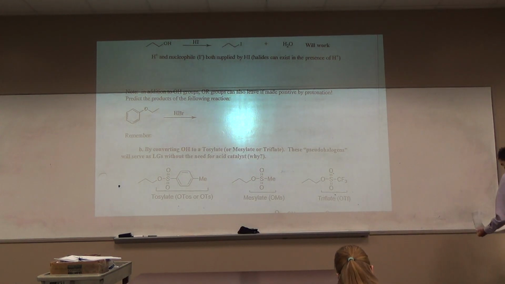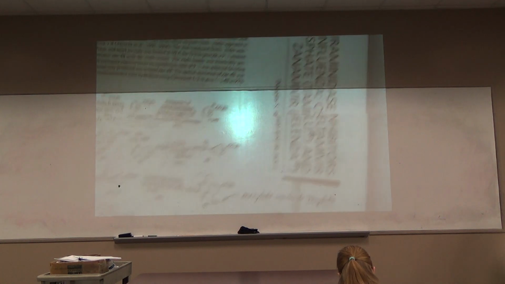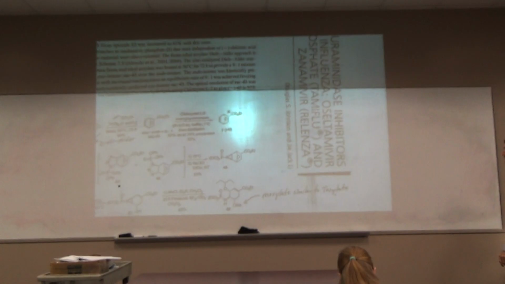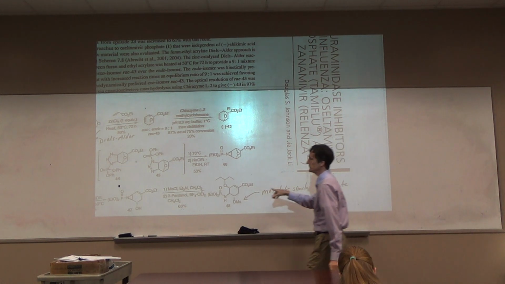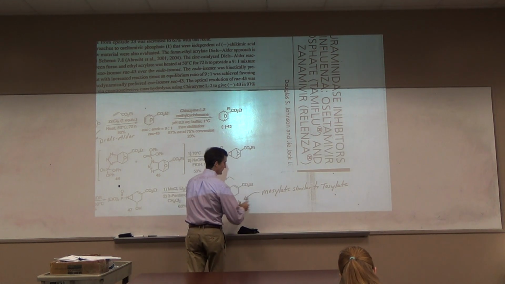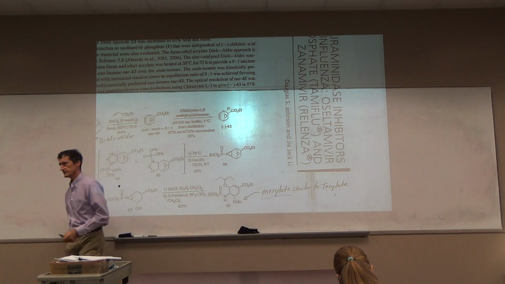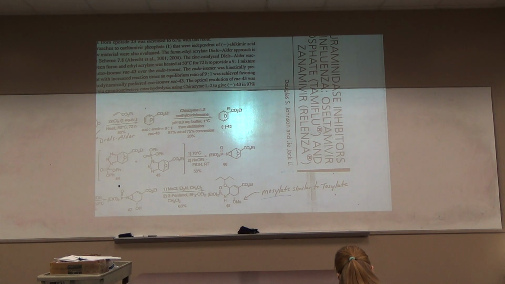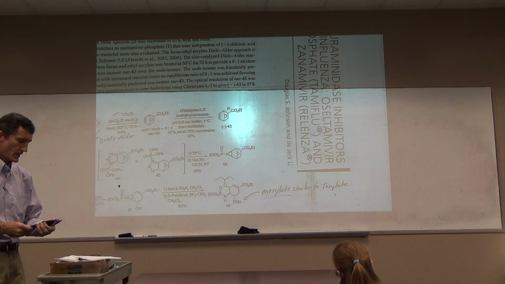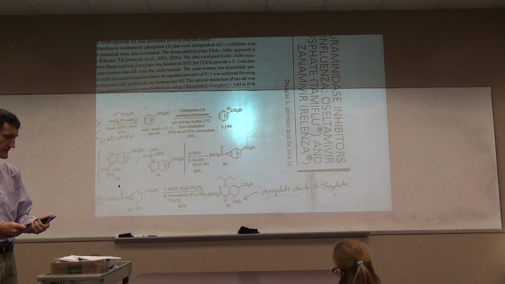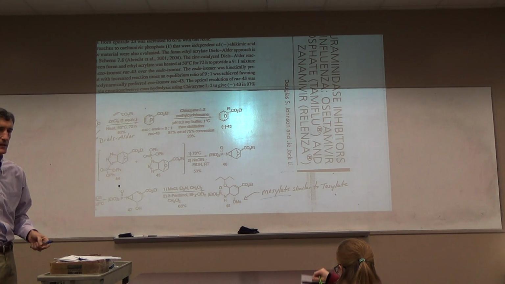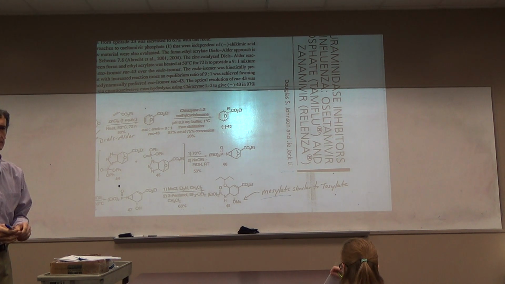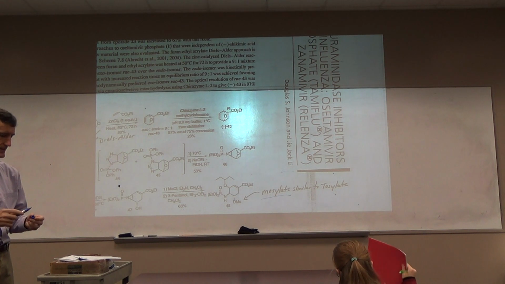On the alkene handout, the diene handout, the back, there was this synthesis of Tamiflu, Diels-Alder. We also had a mesylate. Take a look at that. We'll look at that next time. Tosylate, mesylate, things like that.